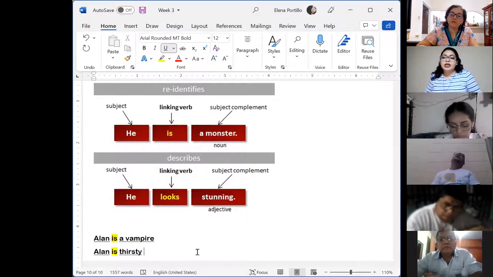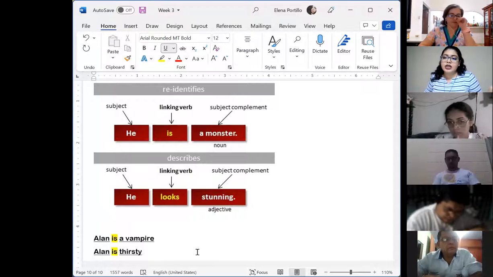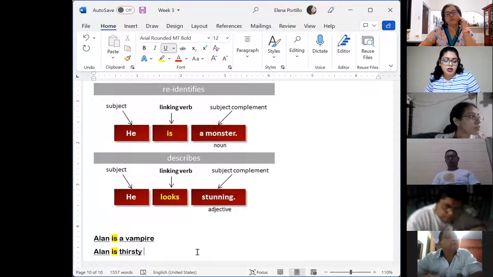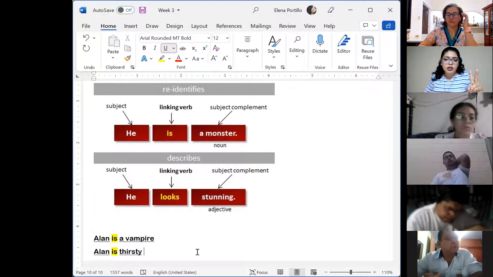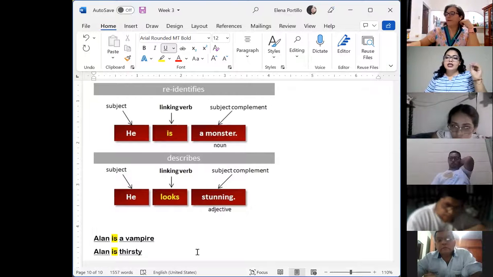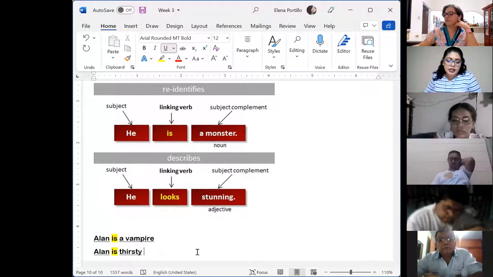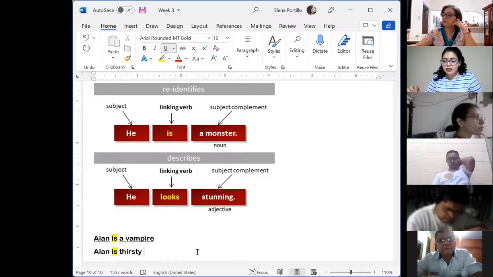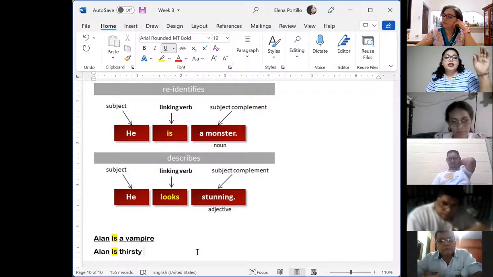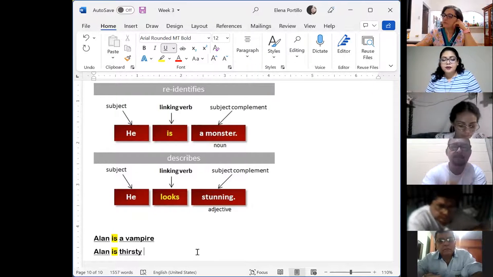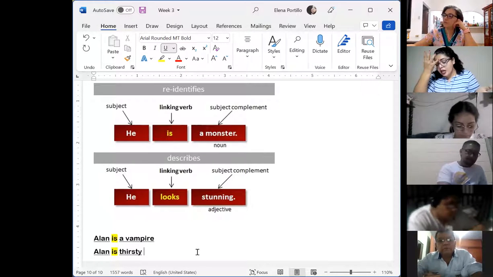So, the first one is re-identifying, giving another identification to the person or the subject, and in the second one we are describing that he is feeling something. A linking verb links the subject to the subject complement. The word, phrase, or clause that follows a linking verb to re-identify or describe the subject is called the subject complement. Eso es lo que ya estábamos viendo. Después del linking verb, lo que sigue es el complemento del sujeto y lo utilizamos para reidentificar y para describir.